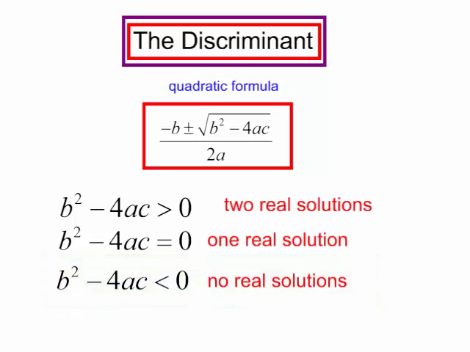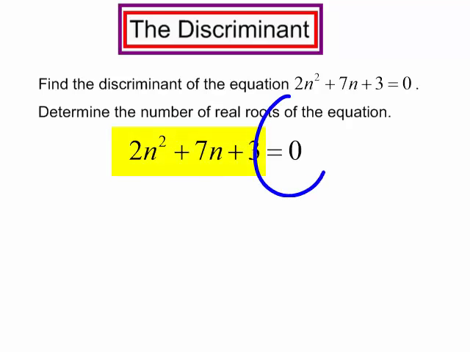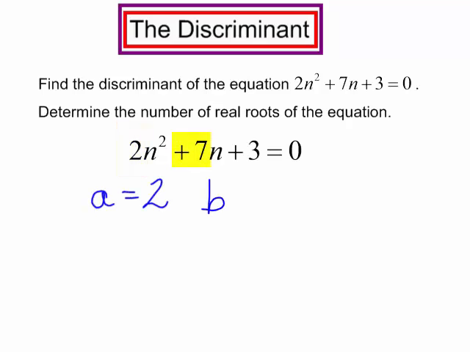Let's work a few problems. Find the discriminant of the equation 2n squared plus 7n plus 3 equals 0. Determine the number of real roots of the equation. So I'm simply going to find the discriminant. This is our quadratic equation. Everything is on one side. It is equal to 0. So I can determine my a, b, and c. a is equal to 2, b is equal to 7, and c is equal to 3.